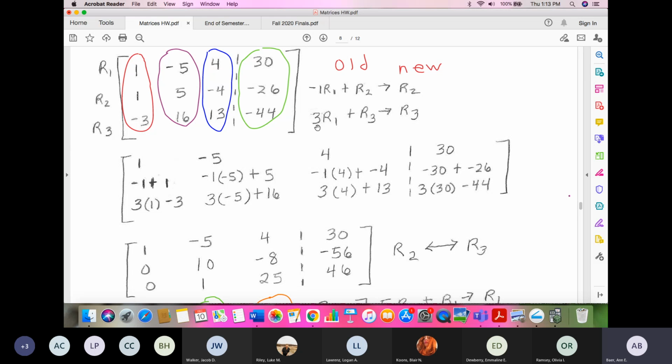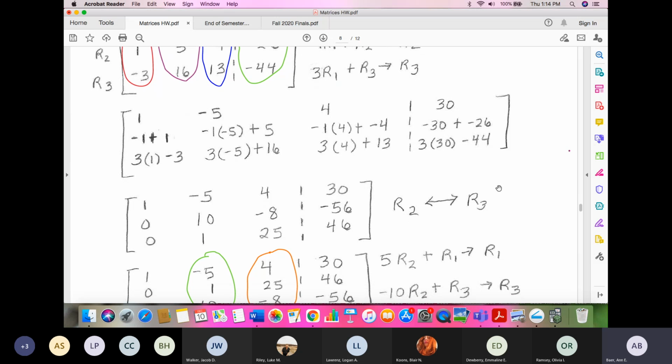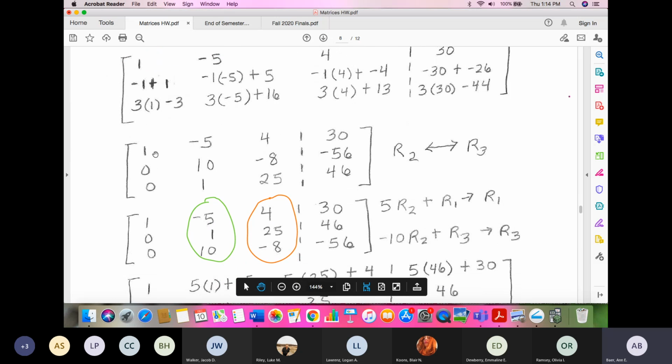Then we do this. 3 times row 1, 30, plus row 3, -44. So plus -44 is just -44. And we need to do these calculations. So let's go down. -1 plus 1 is 0. 3 minus 3 is 0. We've got that nice structure beginning to take place that we want.